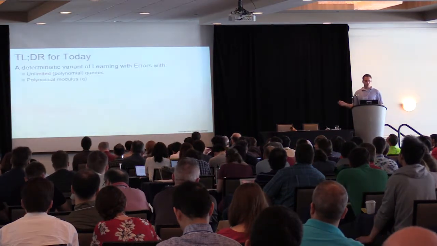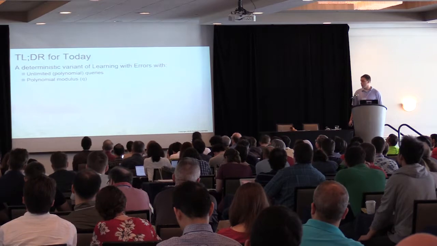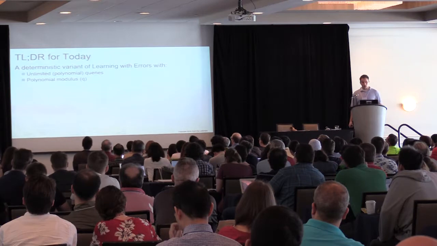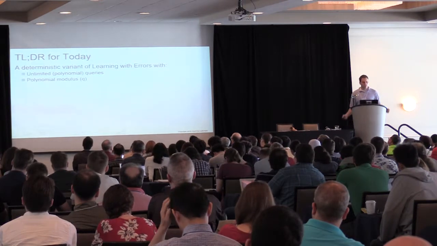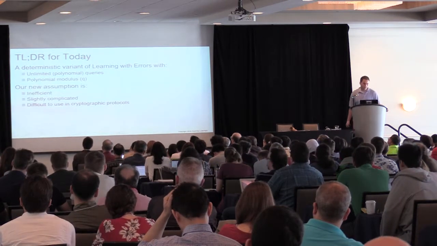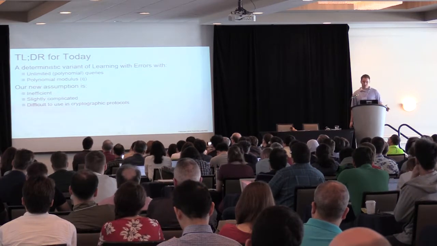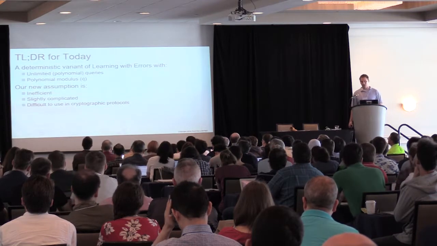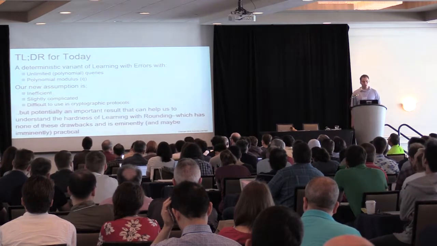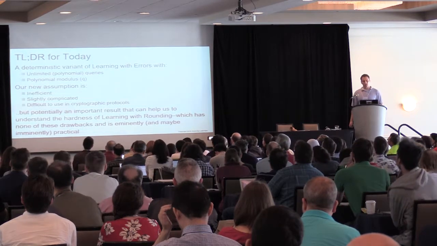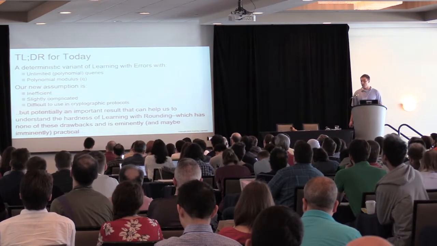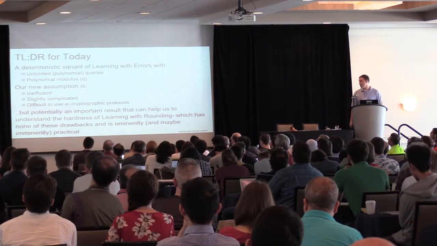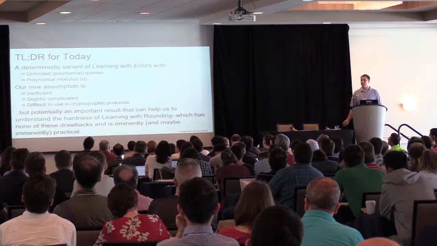So today I'm going to go over a deterministic variant of learning with errors that has both properties of unlimited polynomial queries and polynomial modulus. The protocol and assumption I'm going to be going over today are inefficient, a bit complicated, and difficult to use in cryptographic protocols, although you can if you really want to. But this is potentially an important result that can help us to understand the hardness of learning with rounding, which has none of these efficiency drawbacks and is both maybe imminently and eminently practical.